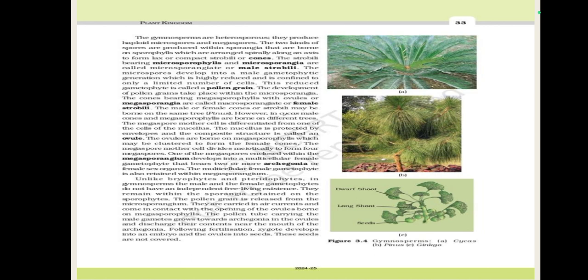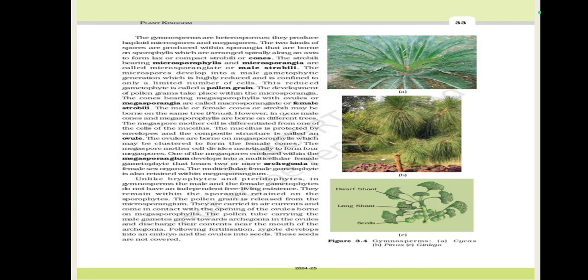The microspores develop into a male gametophytic generation which is highly reduced and is confined to only a limited number of cells. This reduced gametophyte is called a pollen grain. The development of pollen grains takes place within the microsporangia.